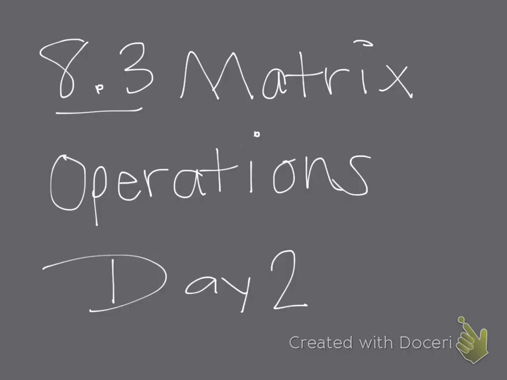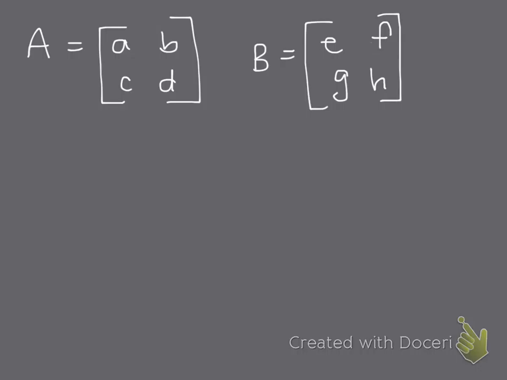Today we're doing matrix operations. This is our second day in section 8.3. So like I said, today we're going to be discussing how to multiply matrices. This is something we went over last year, so hopefully you remember it. So in order to multiply these matrices, the idea is you always go row by column.